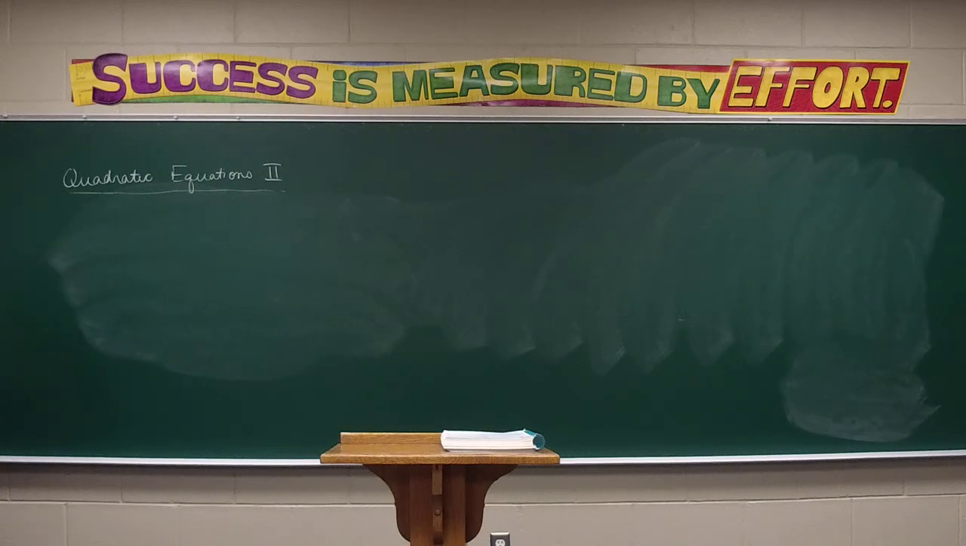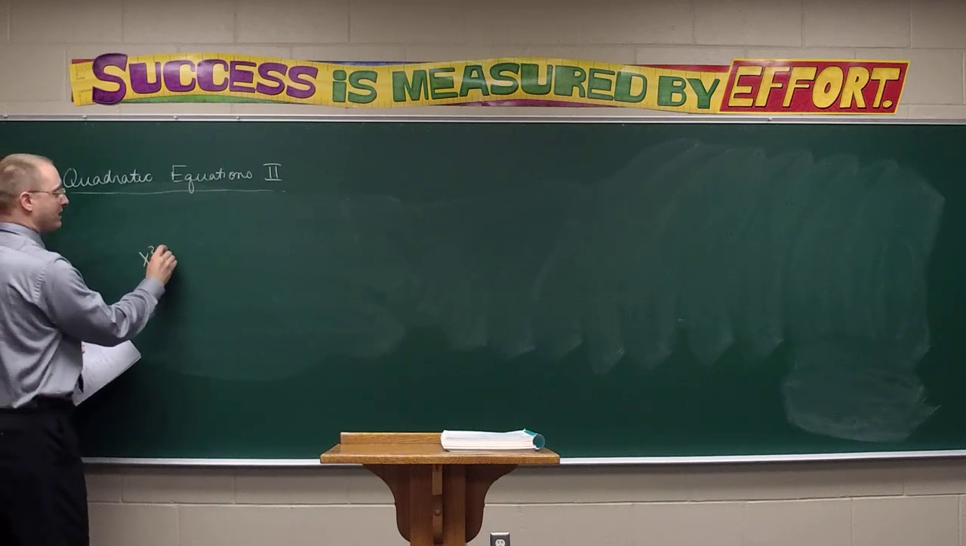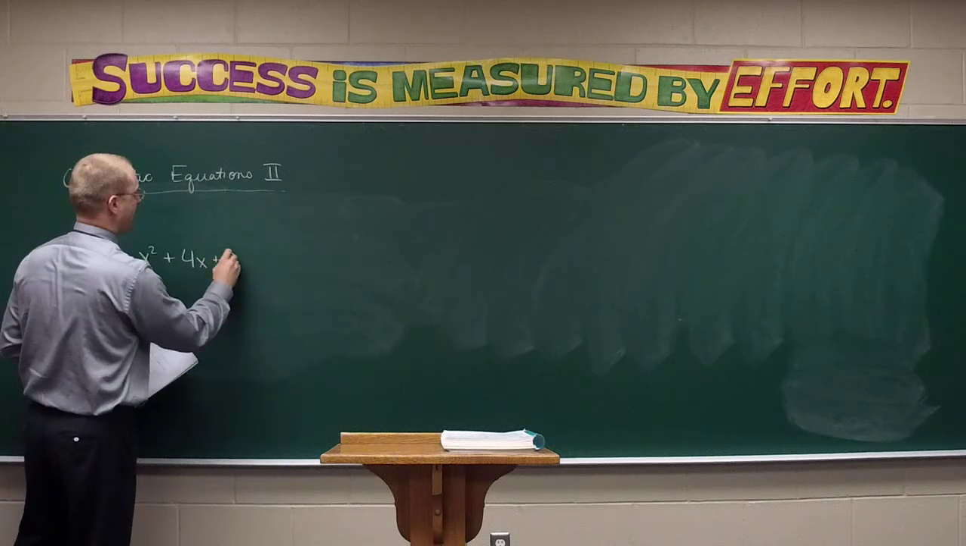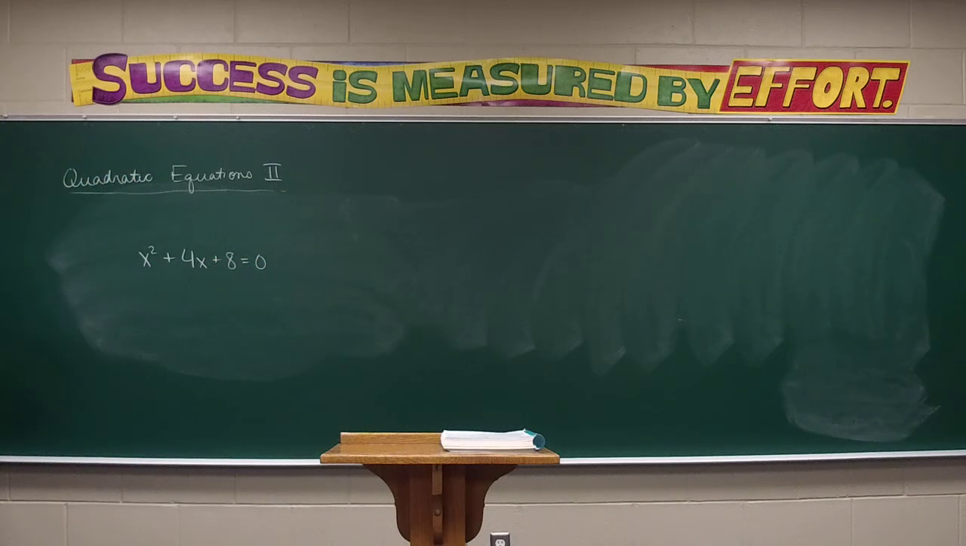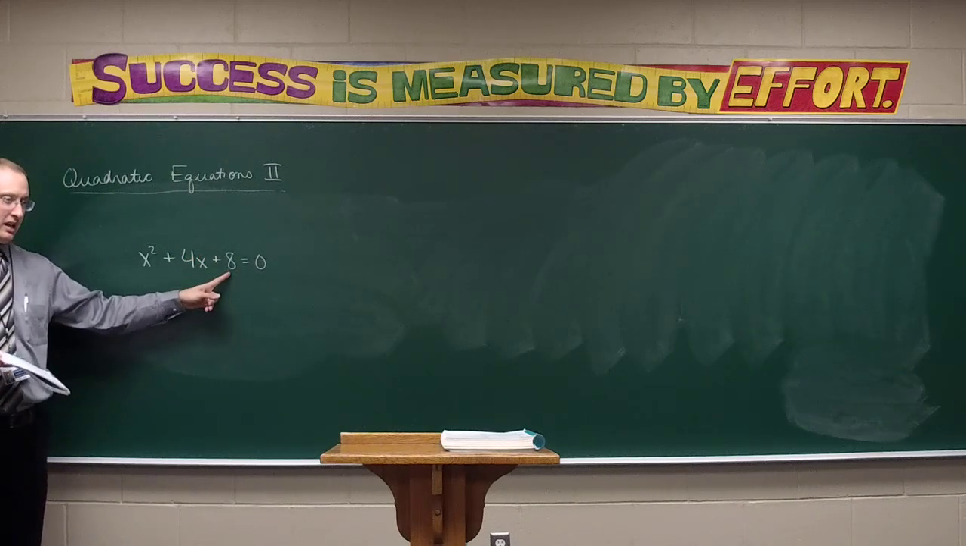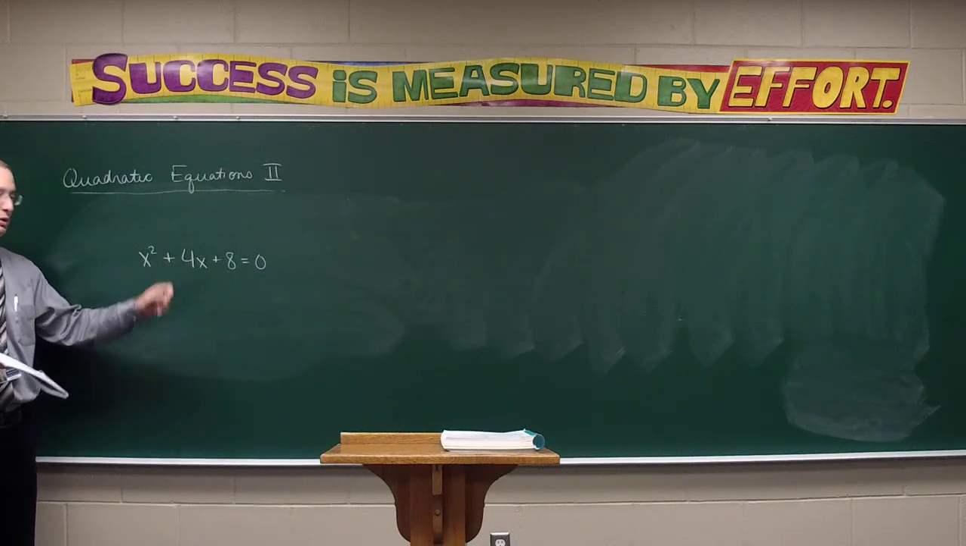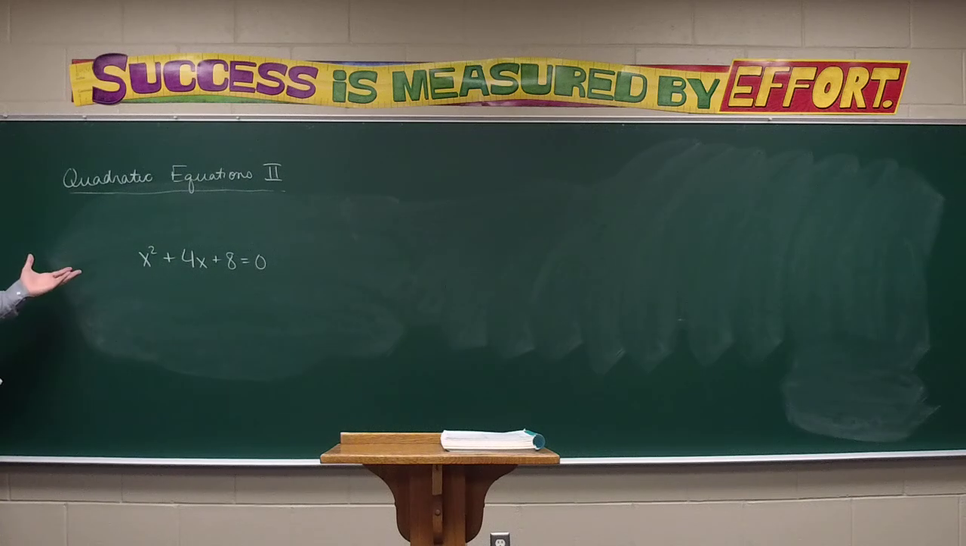Write this down if you would, please. x squared, positive 4x, positive 8, equals 0. Such a sweet, innocent-looking little quadratic equation, right? But you know 8 and 1, 2 and 4 ain't giving you a 4, right? You know it's not going to factor.